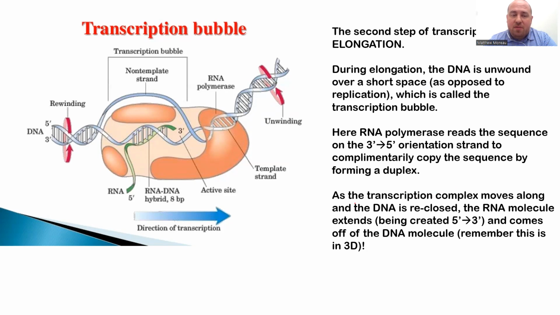The next step of transcription is elongation. Elongation is that process by which RNA polymerase reads that template strand and begins to elongate the mRNA that is being created.